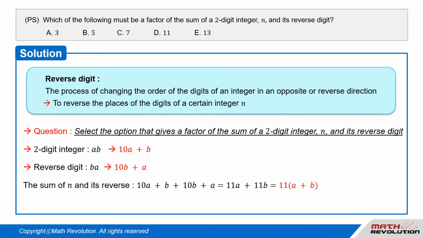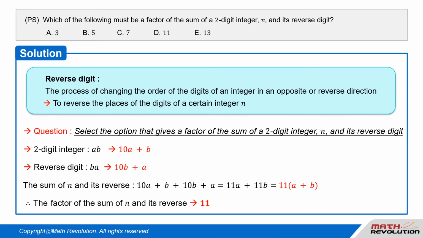The sum of n and its reverse equals 10a + b + 10b + a, which equals 11a + 11b, which equals 11 times (a + b). Thus 11 is always a factor of the sum of n and its reverse.